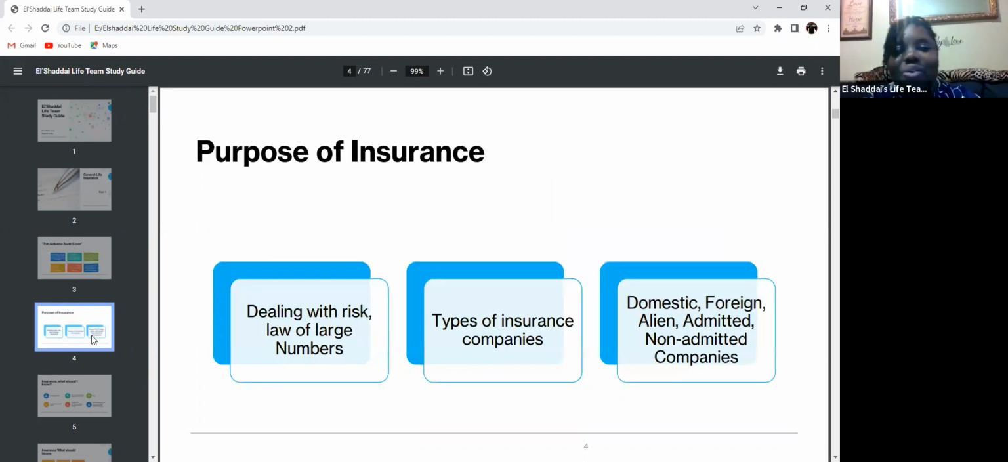All right. So the purpose of insurance, dealing with risk, the law of large numbers, types of insurance companies, domestic, foreign, alien, admitted, non-admitted companies. Want to talk about all of that.